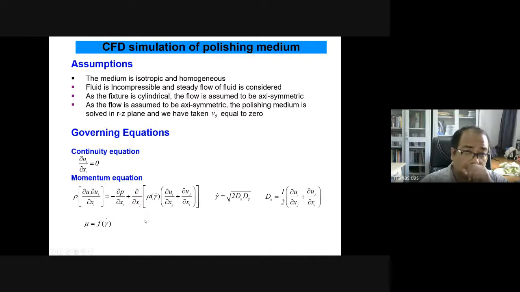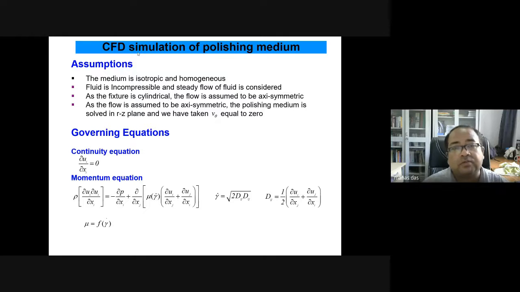And as I already told, this medium we have considered as isotropic, although it consists of abrasive particles, iron particles, solid particles. So the entire media we have considered as a fluid, and its viscosity we have measured at different concentrations of CIP particles, abrasive particles, and base media. Its viscosity and yield stress we have already measured earlier using the Anton Paar parallel plate geometry.